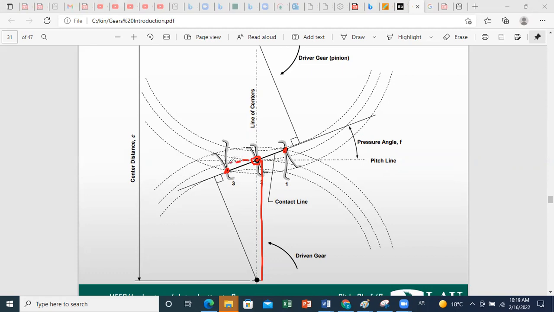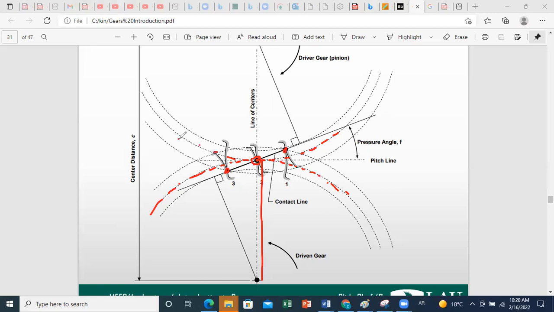So it's like we have two cylinders rolling on each other, without the presence of teeth. Of course, we should have friction between them to ensure force transmission. So it's like having two cylinders rolling on each other without slipping, characterized by a radius for each cylinder equal to the pitch radius.